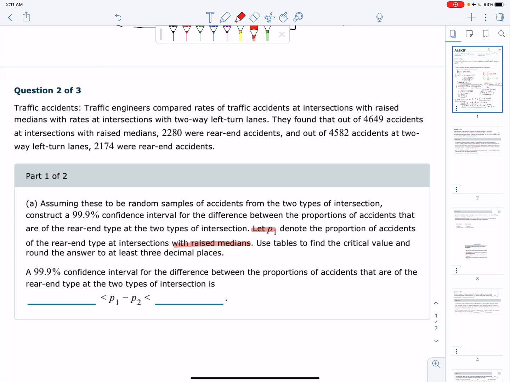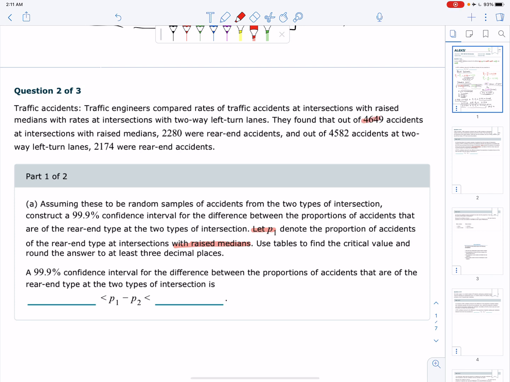Well, it says they found that out of 4,649 accidents at intersection with raised medians, 2,080 were rear-end accidents. Okay, good. So that's my P1 information. That's the sample for P1. So I'm going to get my sample proportion, P hat sub 1, from that.